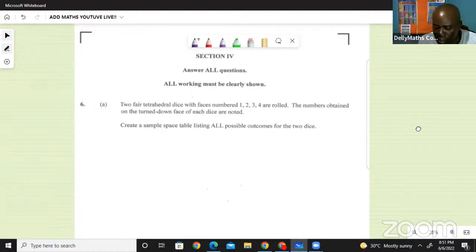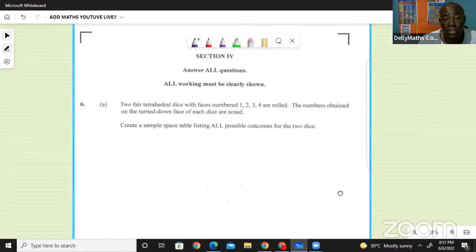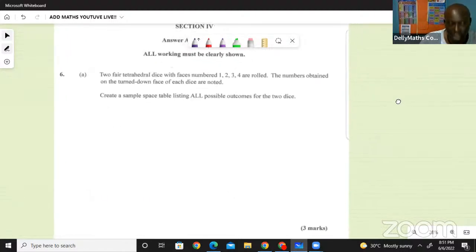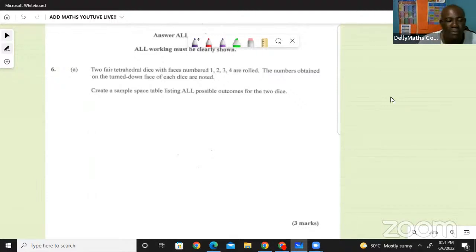It says here that our working must be clearly shown. Two fair tetrahedron dice with faces numbered 1, 2, 3, 4 are rolled. So they roll 2 dice, as you could see right there. The numbers obtained on the turn down faces of each die are noted. Create a sample space, a listing of all the possibilities. So the tetrahedron dice have 1, 2, 3, 4 on them. We want to create a sample space.